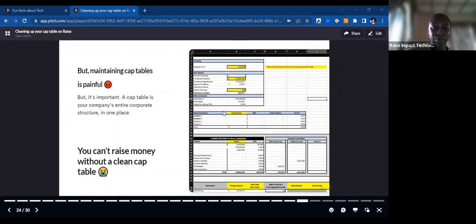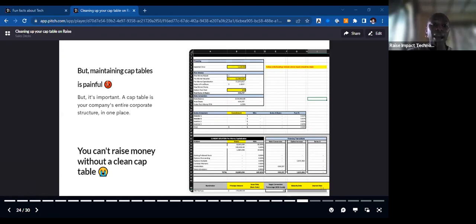We'll move on to the next section of the workshop. Now we're going to be talking a bit about cap tables. We already know that maintaining cap tables can be tricky and painful because, firstly, you have to manage multiple spreadsheets. You also need to pay legal fees. In addition, you need to have accurate information and always update your cap table. So it's a lot of work that goes into having a clean cap table.